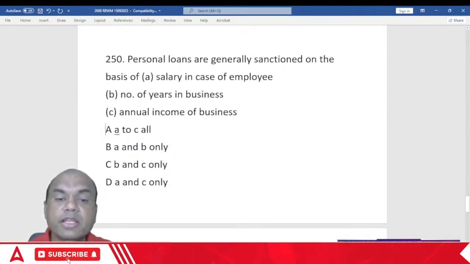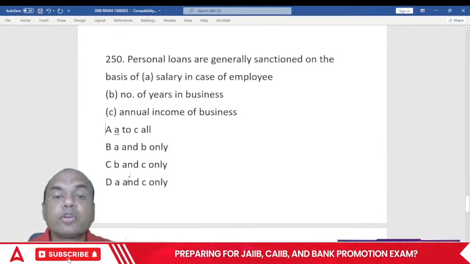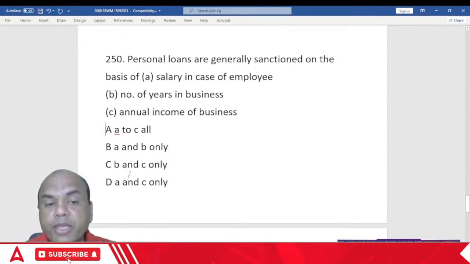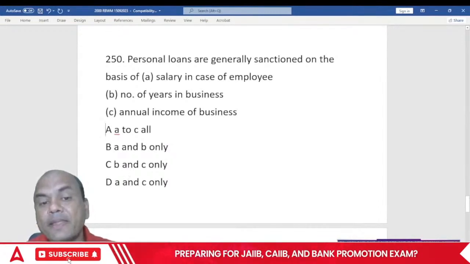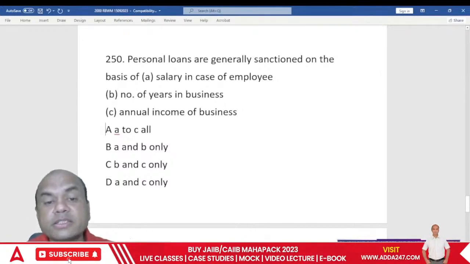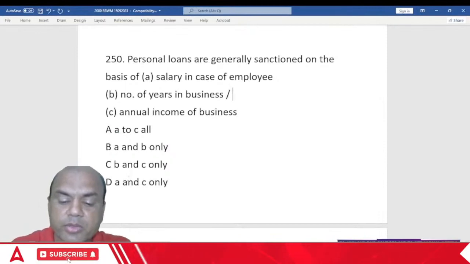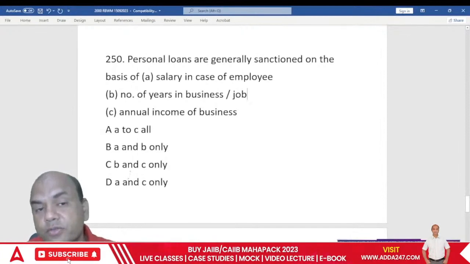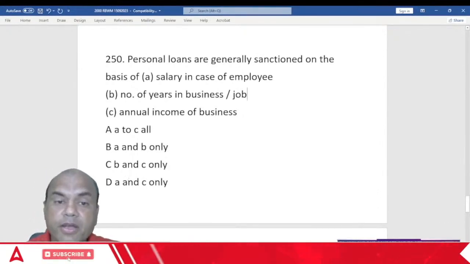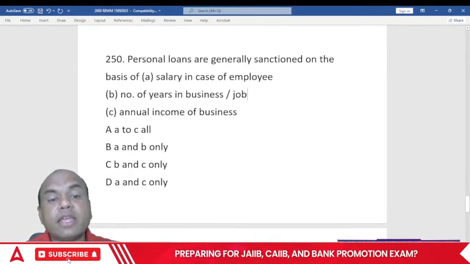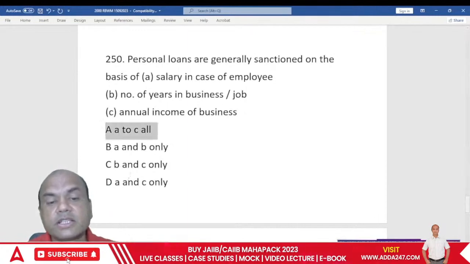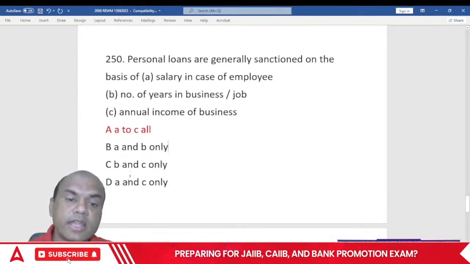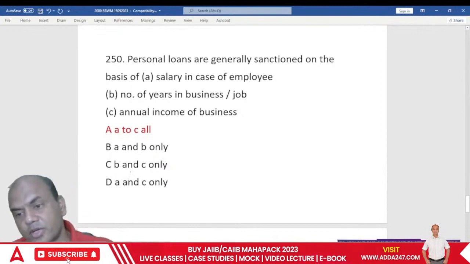Annual income in case of businesses, that is also a point. If I am giving a loan to any person, B and C will be checked in case of a business person, but in case of an employee also nowadays we check how many years in the job. Both things are important. Even for a salaried employee, if the job is of temporary nature, then what? So that's why A, B and C all. So A to C all is the answer: personal loans are generally sanctioned on the basis of salary, number of years and annual income. Got it? Next one.